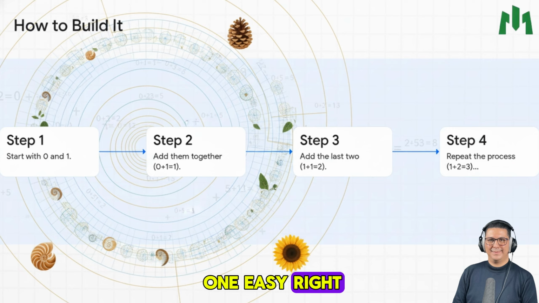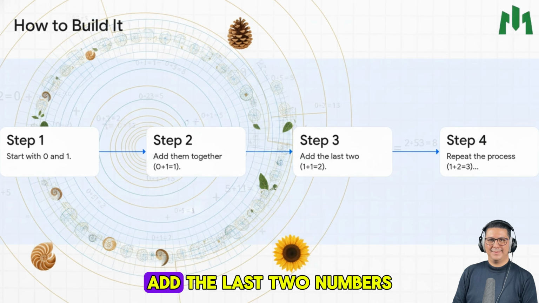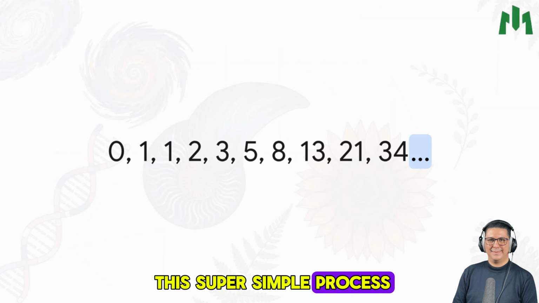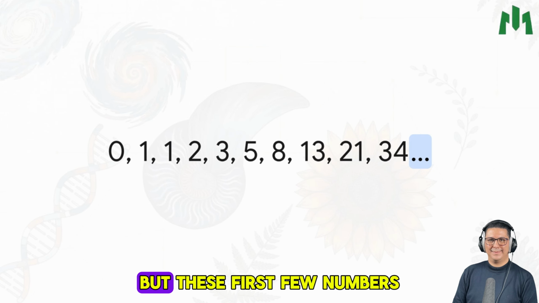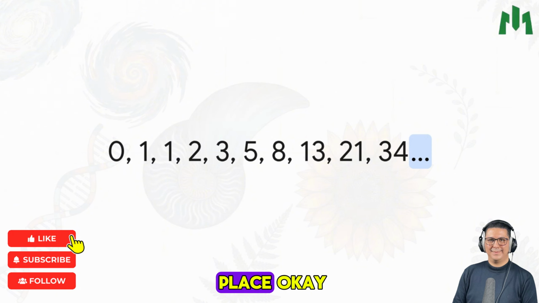1. Easy, right? Now you just take the last two numbers in the sequence, in this case 1 and 1, and add them together. You get 2. Now you have 1 and 2. Add them, you get 3. See? You just keep repeating that one simple step. Add the last two numbers. And just like that, this super simple process gives you the famous Fibonacci sequence. It goes on forever, of course, but these first few numbers, these are the ones you're going to see popping up all over the place.